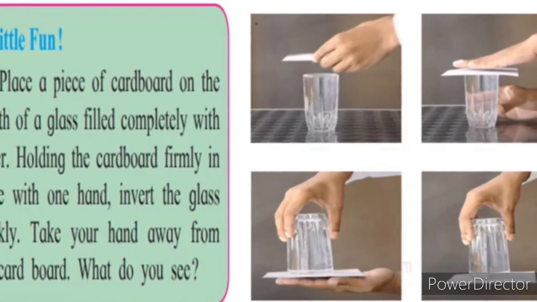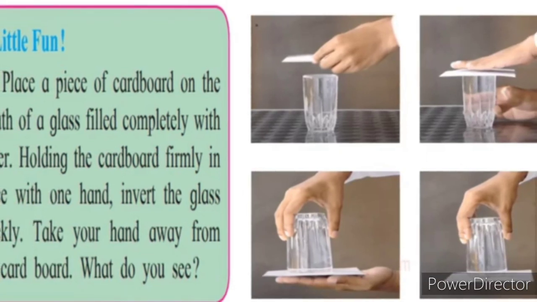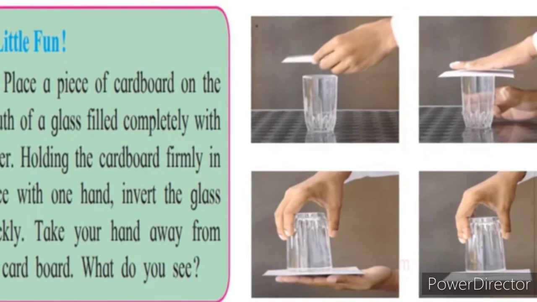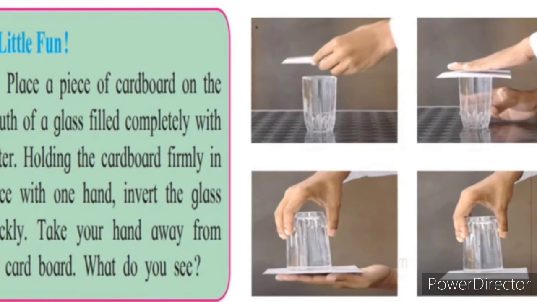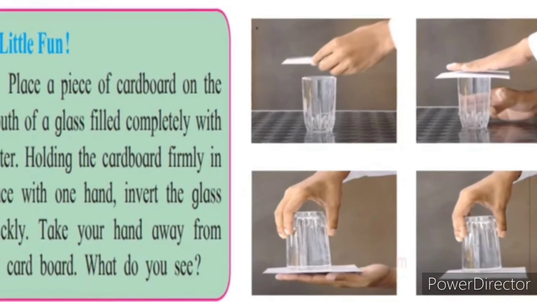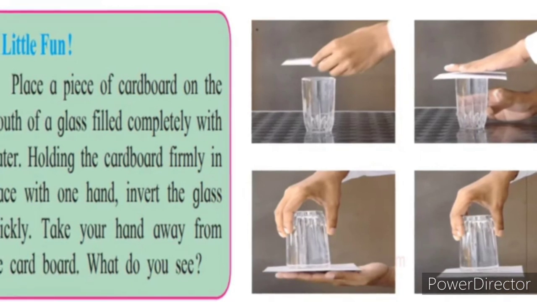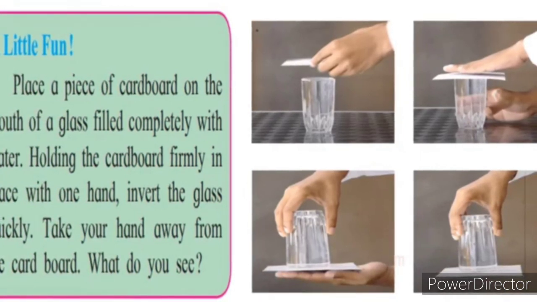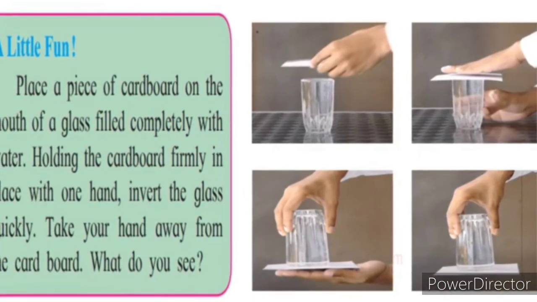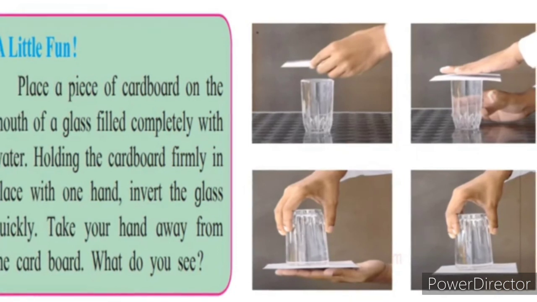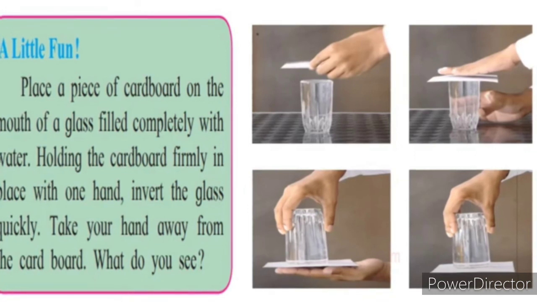Invert means do upside down. Invert the glass quickly. Take your hand away from the cardboard. What will happen? What do you see? You can see the cardboard is stuck to the glass because of atmospheric pressure. After a few seconds, after a few minutes, it will fall down. But for a few minutes, it is stuck to the glass because of atmospheric pressure, air pressure. You have to do this experiment in your basin or in the bathroom or in a bucket. Take the water and do this experiment.